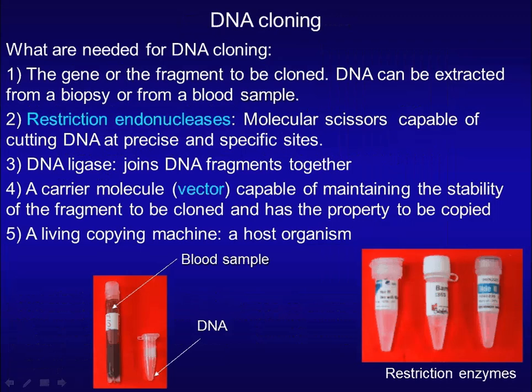DNA cloning requires 5 components. First, it requires the gene in the form of a DNA fragment. It can be extracted from biopsy or from a blood sample. Second, restriction endonucleases. They are molecular scissors. These are restriction endonucleases. Third, DNA ligase. Fourth, a carrier molecule or vector. Fifth, a living copying machine, a host organism, usually a strain of bacterium.